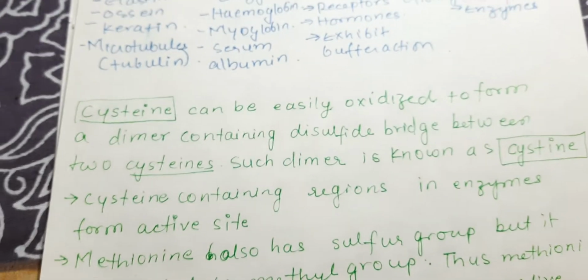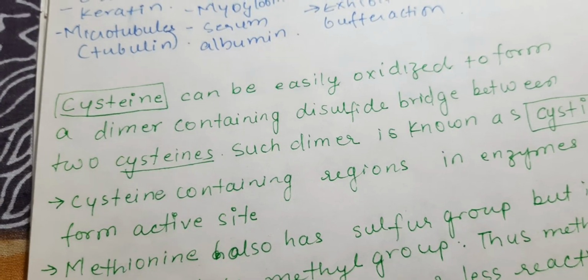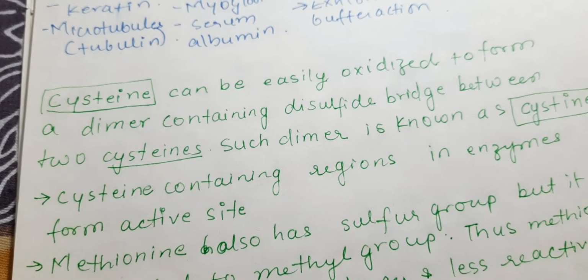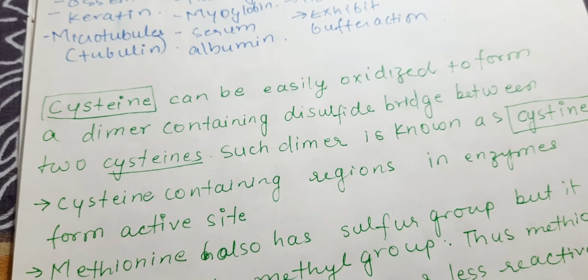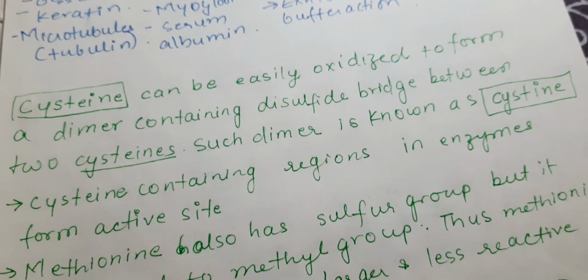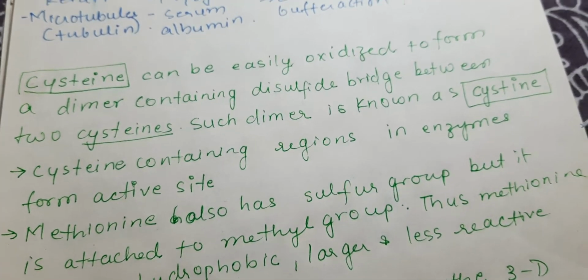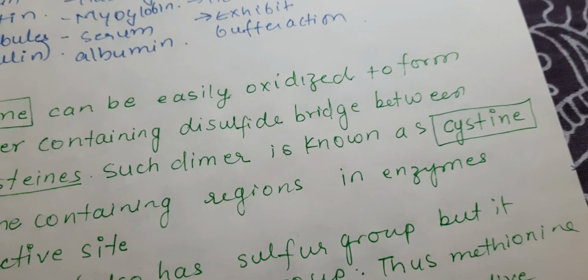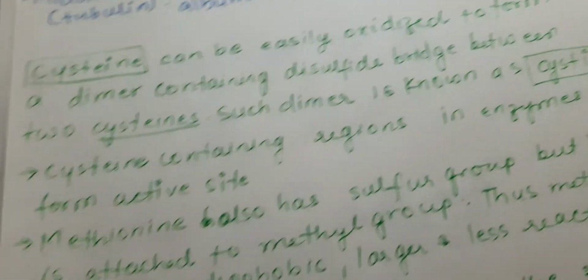Now there is one important concept that I would like to discuss, the disulfide linkage. Cysteine is the amino acid which contains sulfur, and has a sulfhydryl group and can be easily oxidized. Oxidation is either the addition of oxygen or removal of hydrogen. So it has a sulfhydryl group. The hydrogen can easily be removed, so it can be easily oxidized to form a dimer containing a disulfide bridge between two cysteines. Such a dimer is known as cystine. So cysteine is converted to cystine by forming the disulfide linkage.